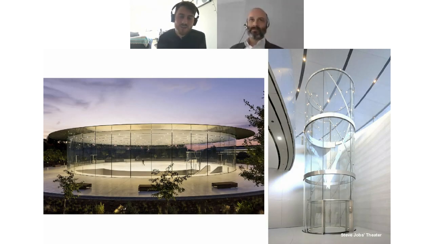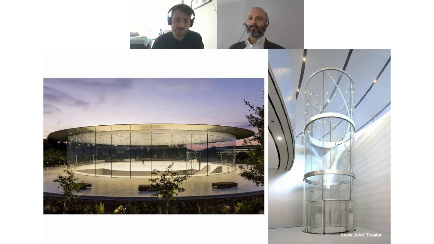Okay, so another example of interoperability. There's a huge array of examples that we could have shown. I use interoperability for almost every project, because that's the way I like to develop my analysis models, through tools like Grasshopper, for example. But this project here is Steve Jobs Theatre, and specifically I'll be talking about the glass elevator, which you can see on the right there, that's inside.